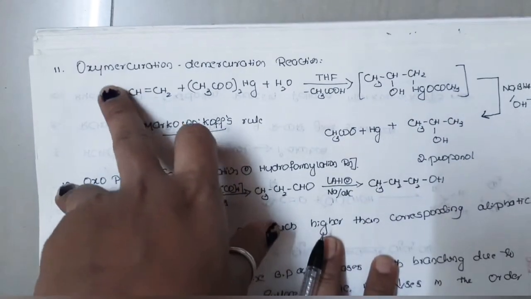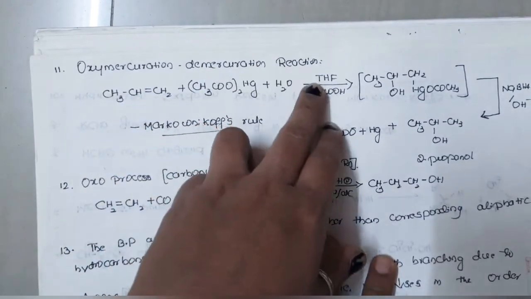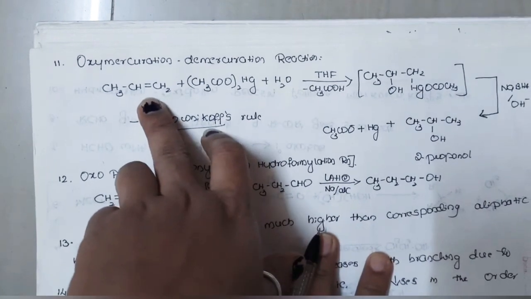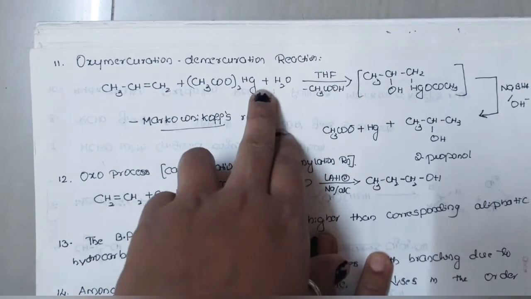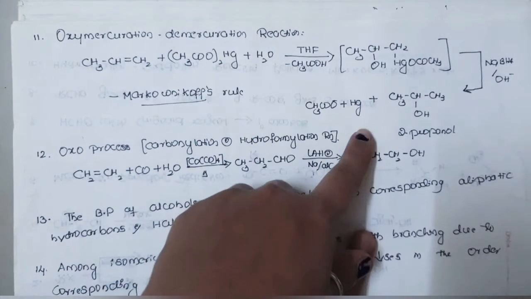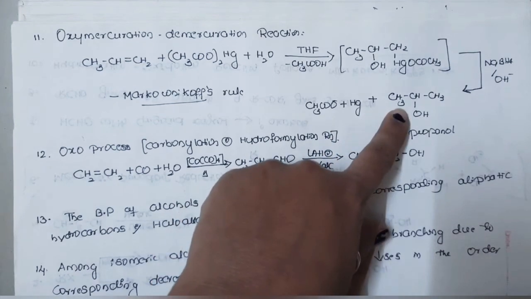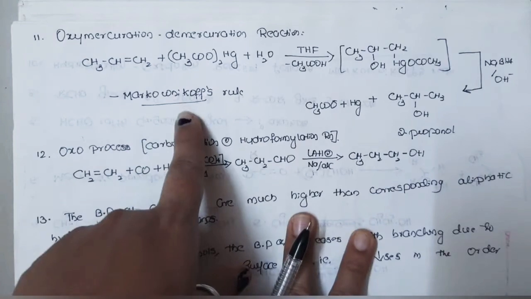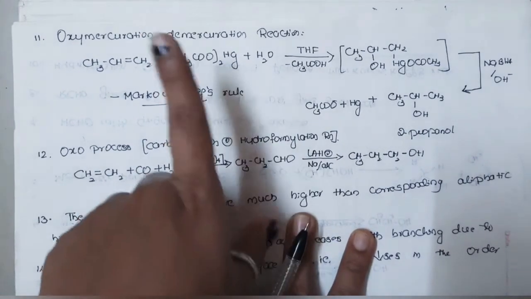Similarly, there is another important one, that is the oxymercuration demercuration reaction, where an alkene is treated with mercuric acetate in presence of water. This is very important. Multiple steps take place, and finally it results in the formation of the secondary alcohol, and even this follows Markovnikov's rule, that you have to remember.